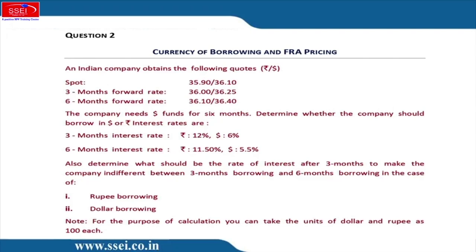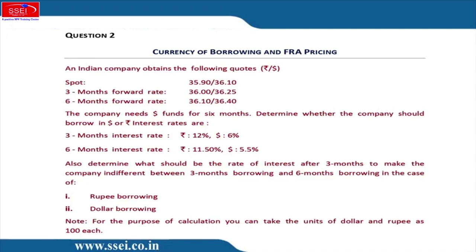For rupee, the 6 month interest rate is 11.5%. So that becomes periodic 11.5 by 2, which is 5.75. And 3 month interest rate for rupee is 12%. That is 12 by 4, equal to 3%. So we have 5.75% and 3%.